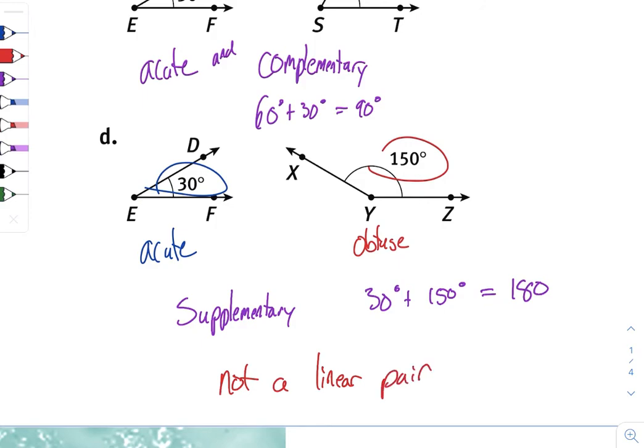So that means they're supplementary. Supplementary doesn't have to be next to each other. They just have to add to 180 anywhere in the universe. Doesn't matter if they're right next to each other or super far away. They add to 180, they're supplementary. However, a linear pair must be adjacent. They are not adjacent. They don't share a side. They don't share a vertex. So they would not be a linear pair, but they're still supplementary.